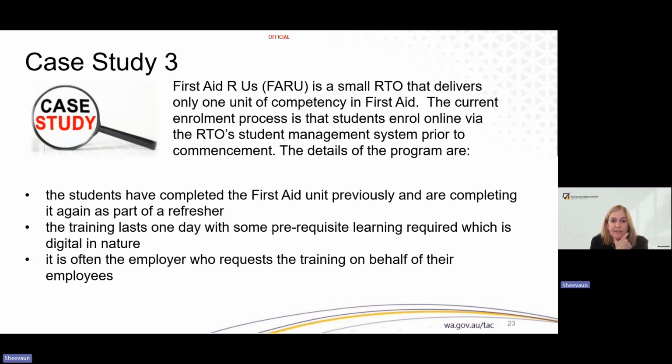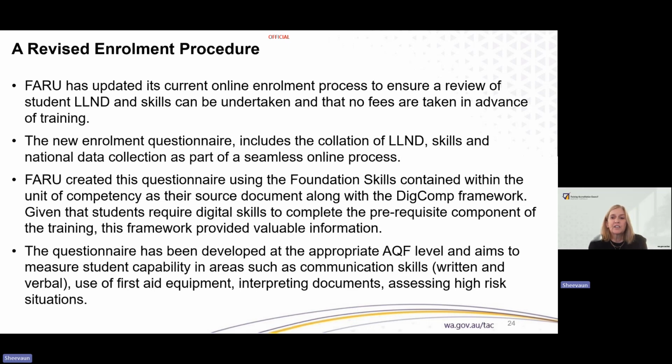The training lasts 1 day with some prerequisite learning, which is digital in nature. Now, for most anybody that knows anything about first aid training, most courses nowadays you have to do some pre-learning, which is generally digital in nature. It's often the employer who requests the training on behalf of their employees. Okay, so let's have a look now at the revised enrolment process.